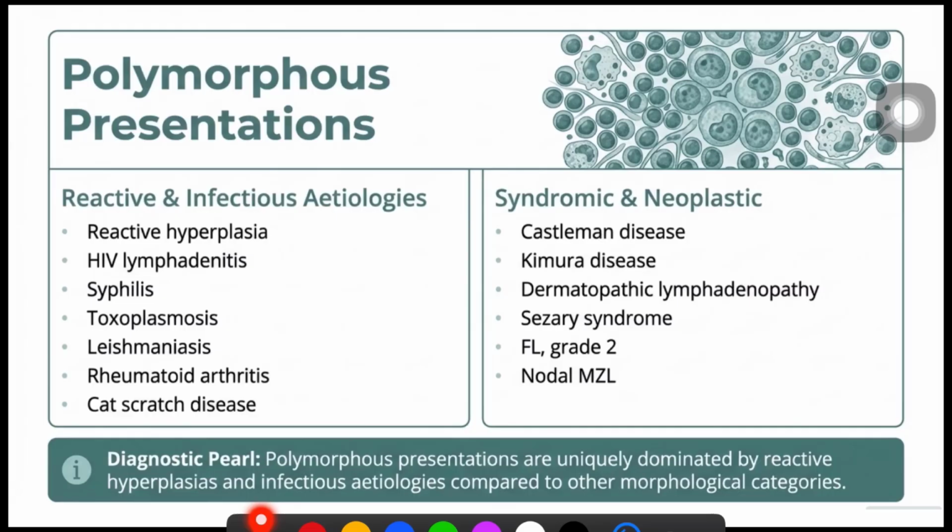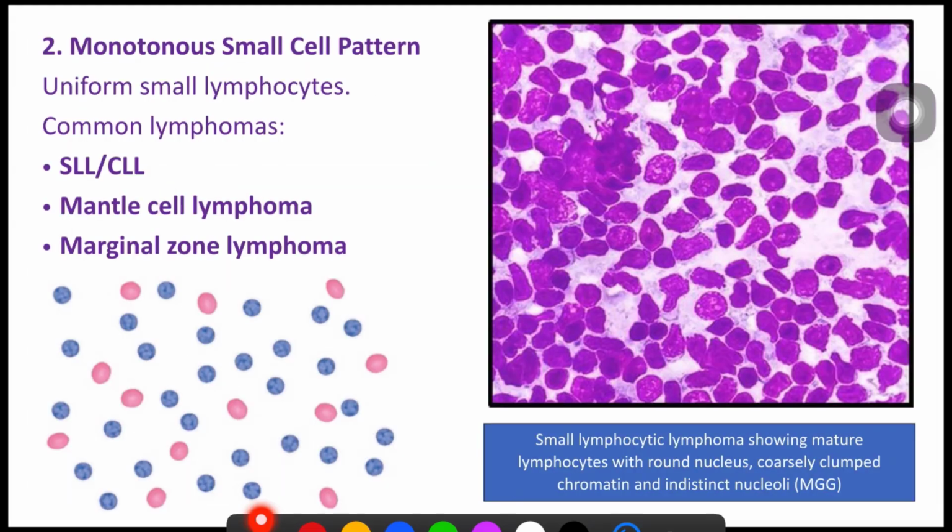So, polymorphous: these are the causes where reactive and infectious etiology, or syndromic or neoplastic etiology, are categorized in this. So, diagnostic polymorphous presentations are uniquely dominated by reactive hyperplasia and infectious causes compared to other morphological categories. Monotonous, where you find uniform small lymphocytes.